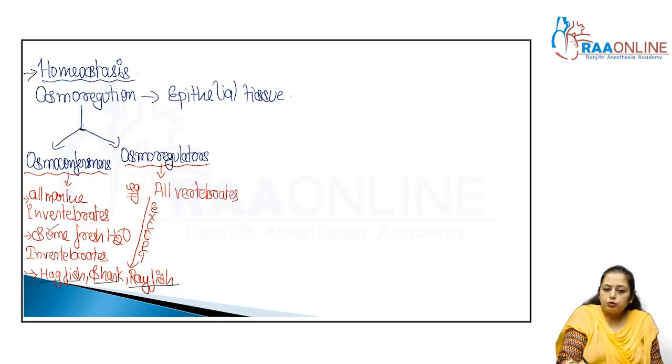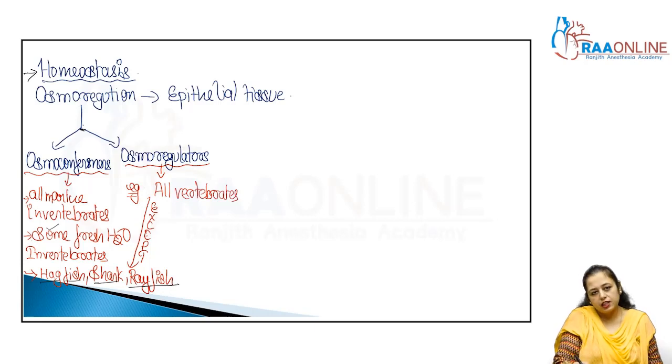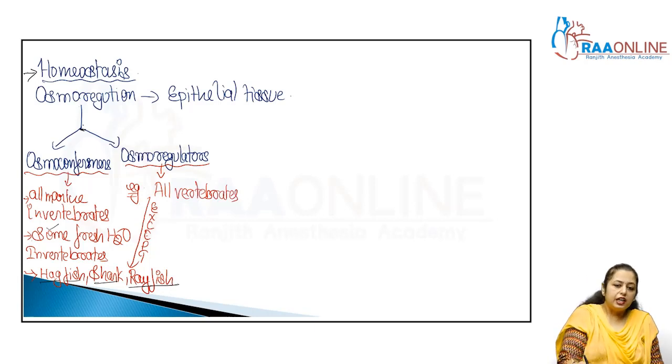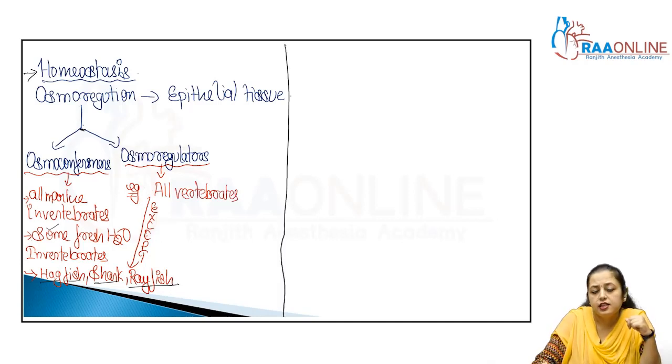And when we talk about the osmoregulators, all the vertebrates are there except the hagfish, shark and ray fish. Clear? So most of all the vertebrates here, right? Now, as we know that kidney is the excretory structure, right? Kidney is the excretory organ in the mammals, right?